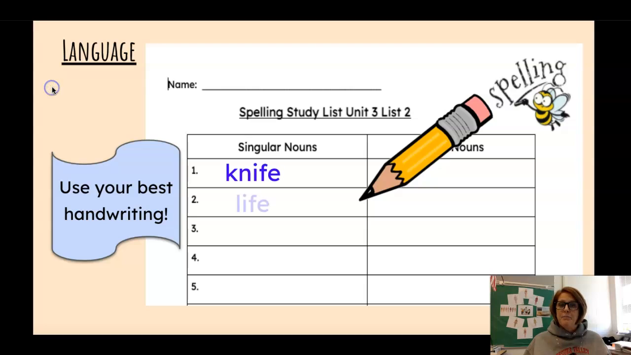Knife, life, wife, half, wolf. Do you notice anything similar between all of those words so far? Write in your neatest handwriting and make sure the words are spelled correctly.